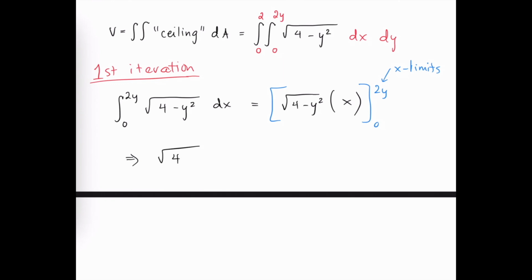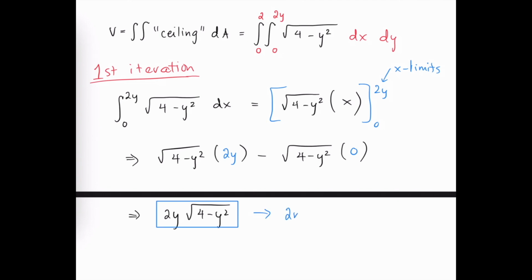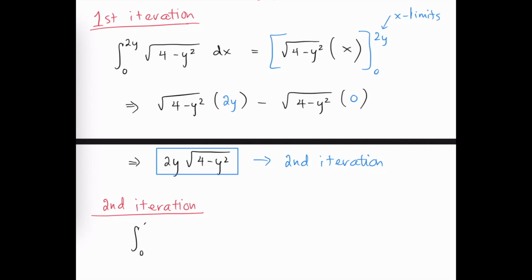So the square root of 4 minus y squared under the radical stays put, and the upper limit of 2y gets plugged in for the x, and then subtract the same thing with the lower limit of 0 plugged in. So this simplifies down to just being 2y times the square root of 4 minus y squared, which then becomes the integrand for the second iteration. So the second iteration goes from 0 to 2. Our integrand is 2y times the square root of 4 minus y squared, and now we're integrating with respect to y.